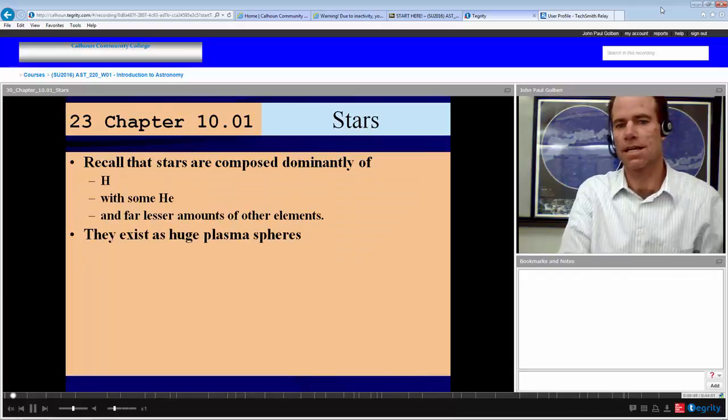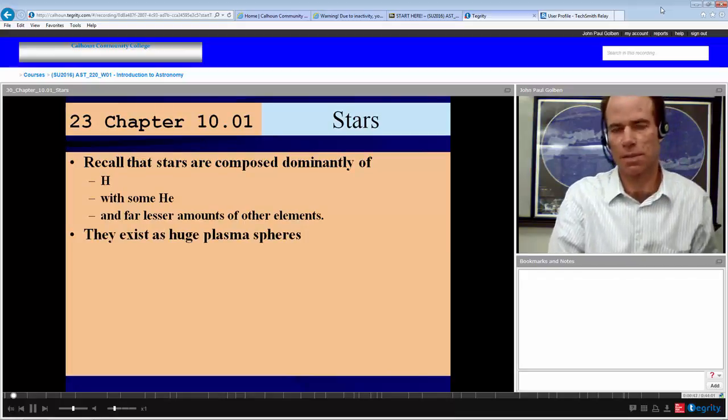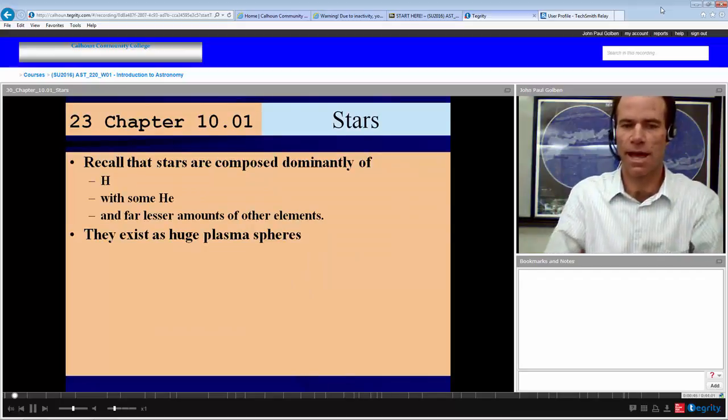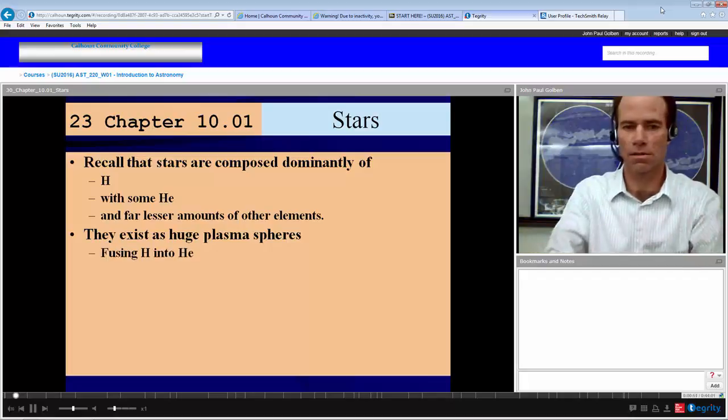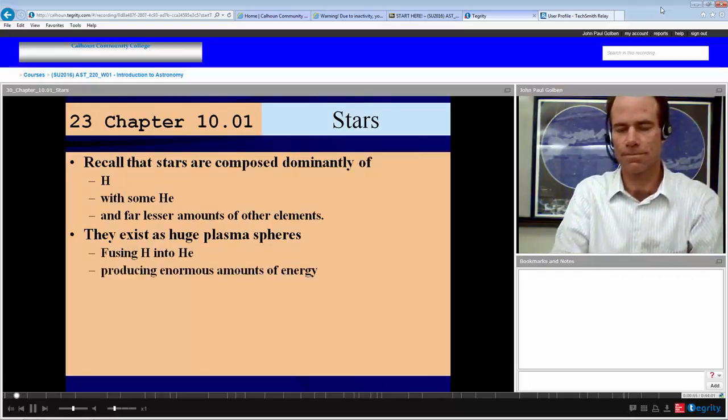They exist as huge plasma spheres, plasma being the fourth form of matter after solid, liquid, and gas, plasma being charged gas particles, fusing hydrogen into helium, producing enormous amounts of energy, as we saw in the last chapter.